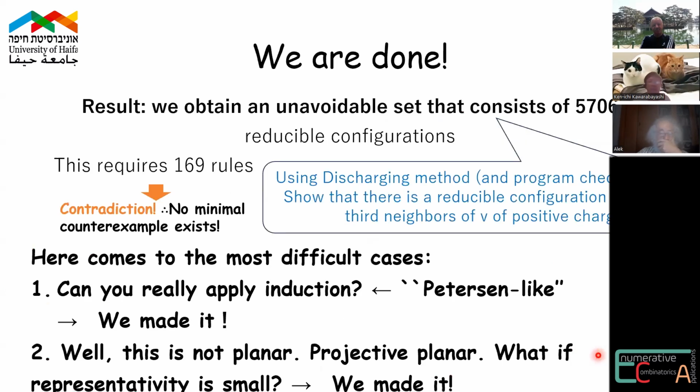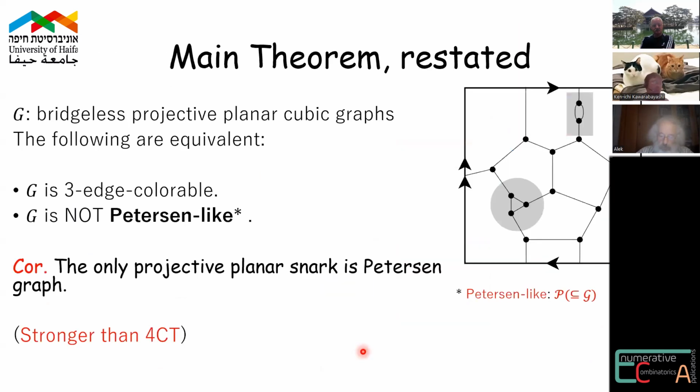All right, so what is it? We get like 169 rules that's discharging. We get a 5076 reducible configuration, and these are all good. And this must appear in the minimum context of contradiction. And there's several difficulties, but we made it. We made it. So in the end, what we get is this theorem stated.